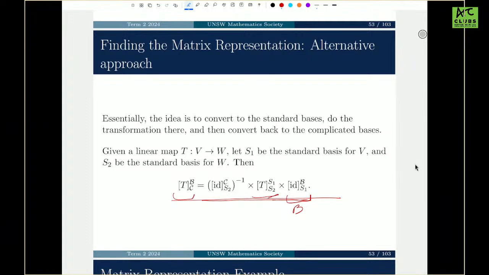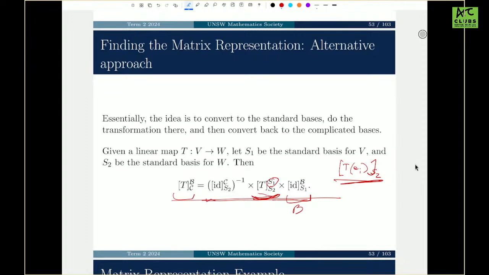Hopefully we have this middle thing already, or you can just calculate it from T of e_i under the standard basis for W. So it should have columns looking like this. You just map the vectors from the standard basis into it.